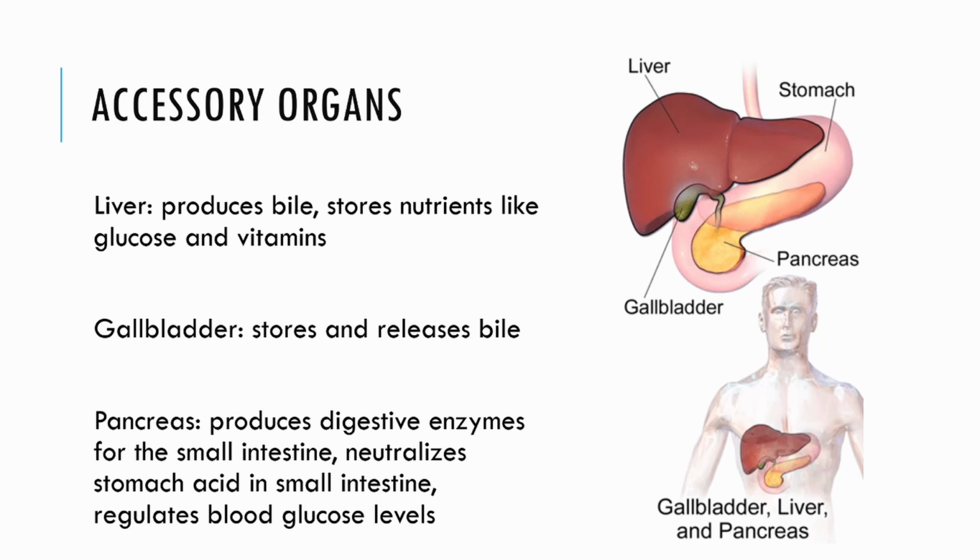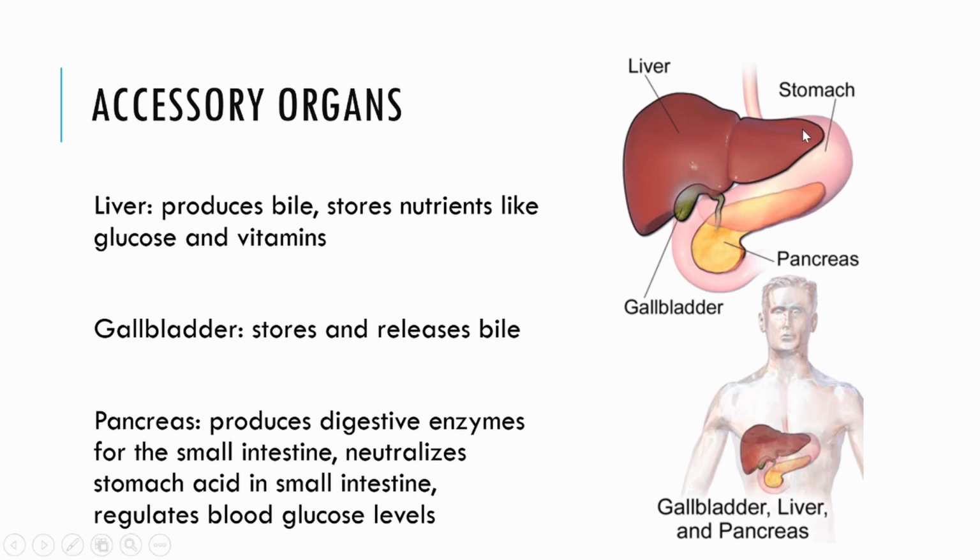So when it comes to digestion, the liver will help by producing bile, which will help break down fats, as well as store nutrients like glucose and certain vitamins. When the liver produces bile, it sends it down to the gallbladder, and the gallbladder will hold on and store that bile, as well as control its release.